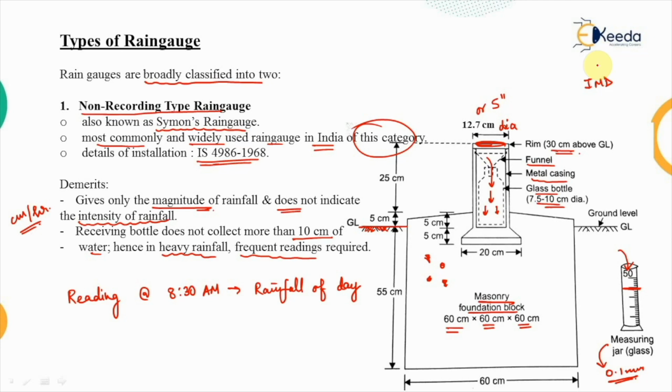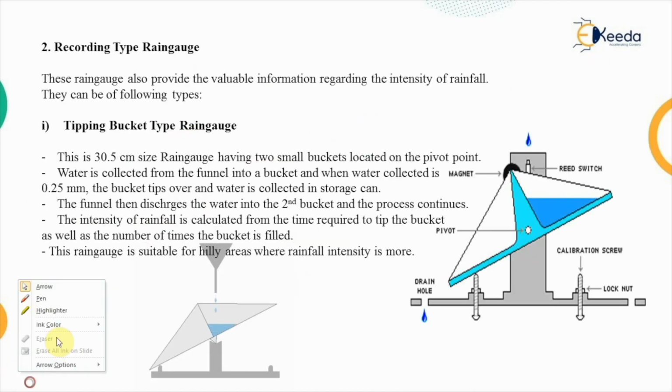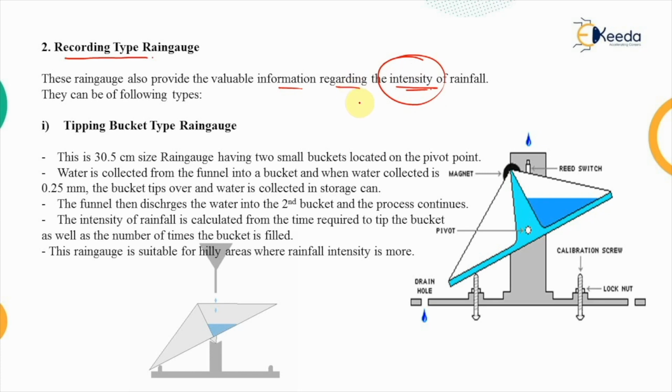Now this was the first type of rain gauge, that was non-recording type rain gauge. The second type of rain gauge is known as the recording type rain gauge. Now these rain gauges also provide the valuable information regarding the intensity of the rainfall, which was lacking in the non-recording type rain gauge. That is sorted out here. That means intensity is also calculated. Now these recording type rain gauges are of the following types.